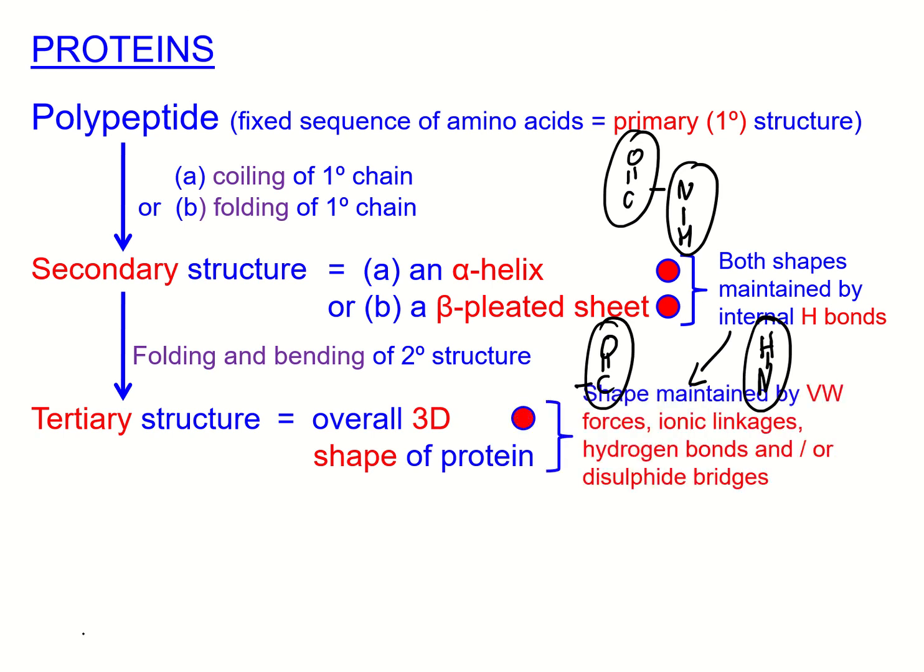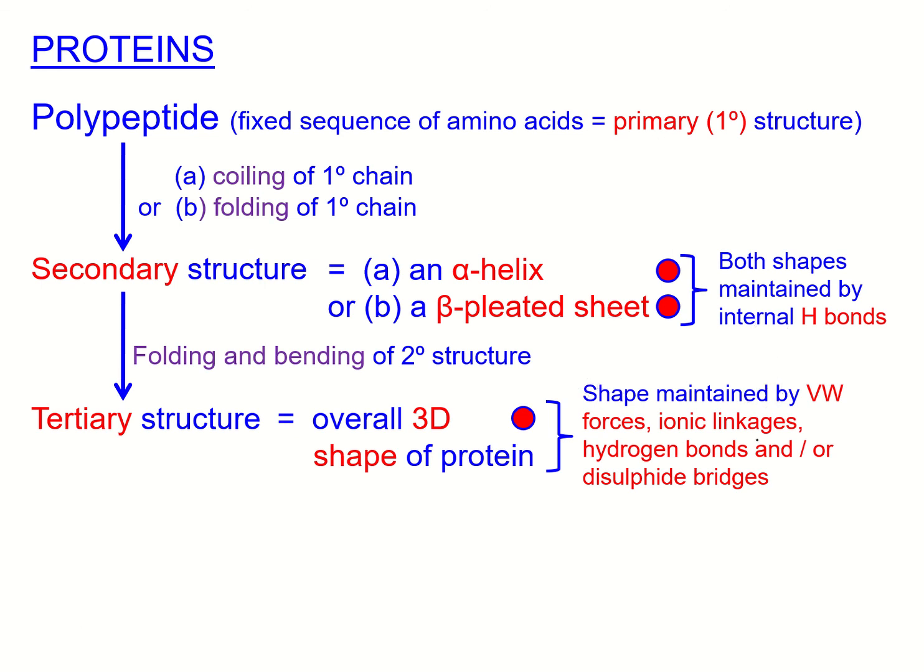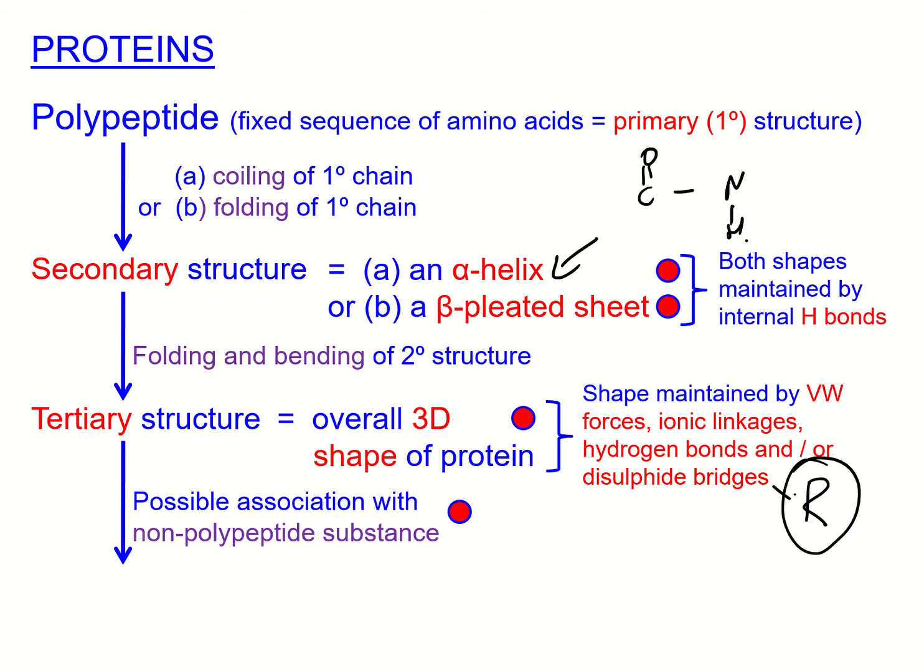So a lot of you who do biology will be thinking sort of enzymes now and shapes of active sites. This is caused by van der Waals forces, ionic linkages, hydrogen bonds and disulfide bridges. Importantly though, this is now between the R groups. So up here we had hydrogen bonds between the COO and the NH of different amino acids. Okay, now this is caused by interactions between the R groups of different amino acids.